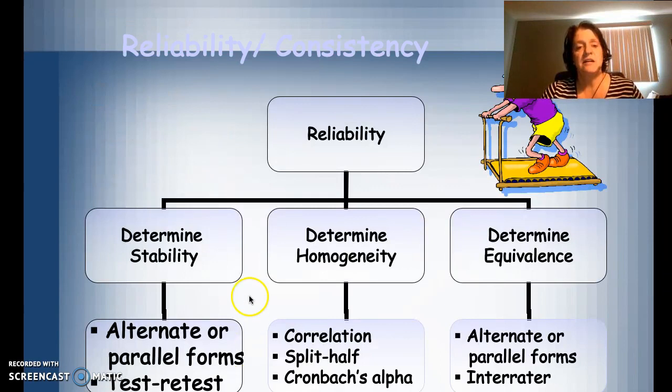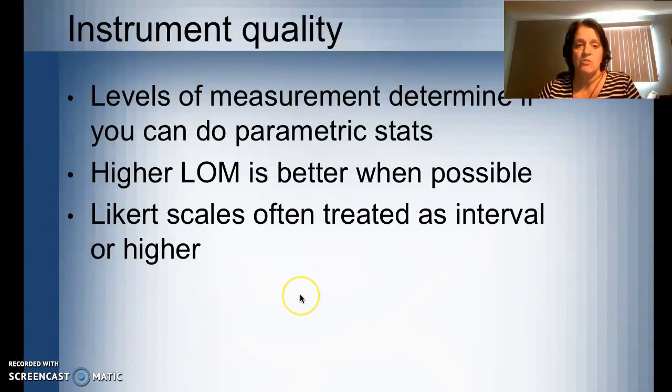Now let's look at reliability of an instrument. Remember, reliability is how consistently an instrument measures something. It's not about whether or not it's the appropriate instrument to measure the concept. So reliability consists of three parts: the idea of stability, or how stable it is over time, and homogeneity or internal consistency, and we'll come back to that, and also equivalence.